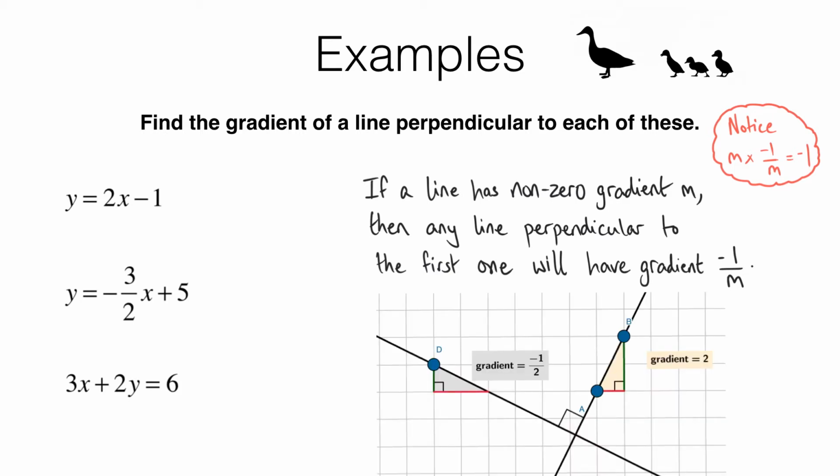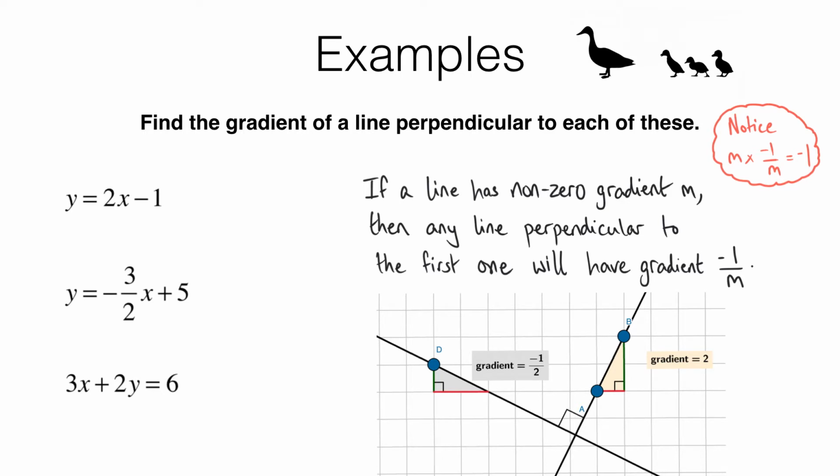Here we can see I've got a straight line with a gradient of 2. For every one step across we need to go 2 steps up to get back onto the line. Now here is a perpendicular line. Remember, perpendicular means at right angles. So this line is at right angles to the first one, and this has gradient -1 over 2. In other words, -1/2. Every one step across we need to go half a step down.